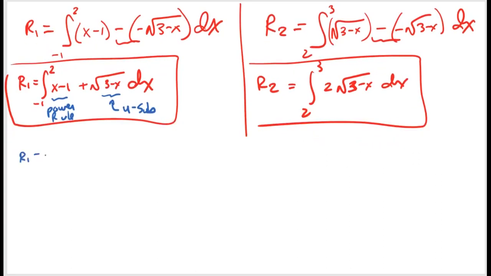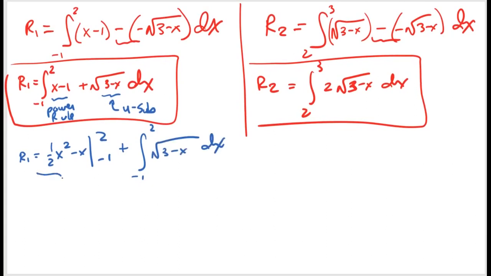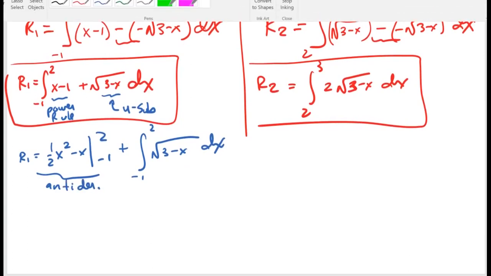So R1 is equal to 1/2 x squared minus x from 2 to -1 plus the integral from -1 to 2 of radical 3 minus x dx. So this is the antiderivative for the first part, but now I need to use U substitution for the second part.